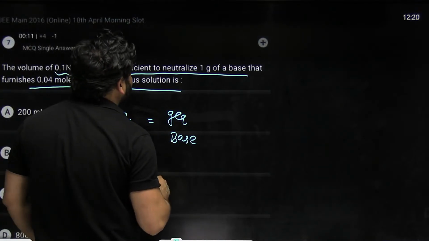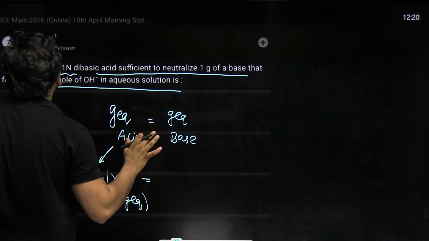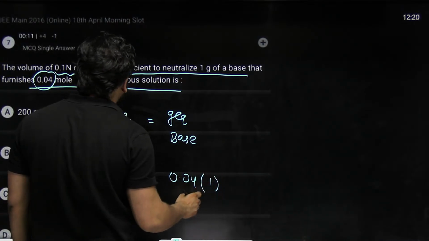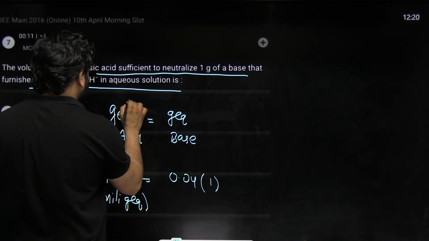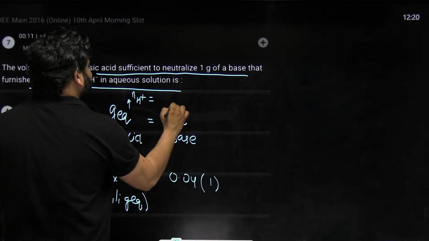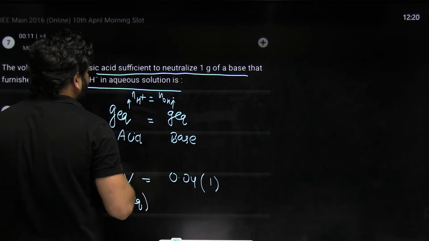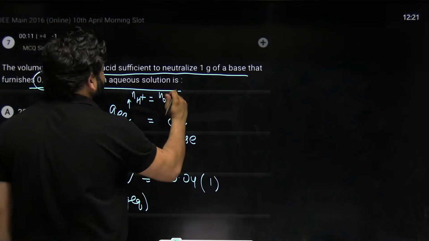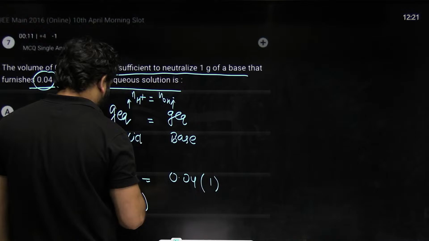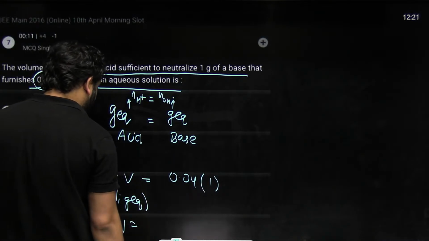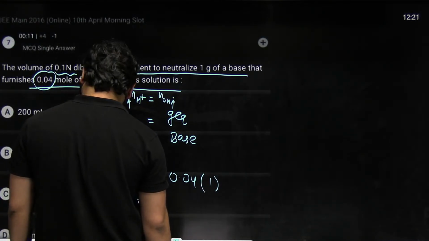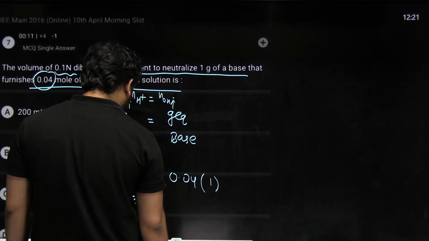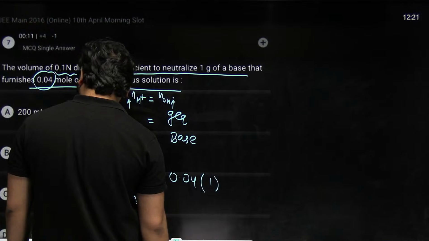How much is the base here? No need to take the 1 gram, because directly 0.04 mole is being given, and the n factor of OH minus is 1 only. So basically this is also equal to the number of moles of H plus, and this is also equal to the number of moles of OH minus, because H plus and OH minus have their n factors of 1. So this is equal to the number of moles of H plus, this is equal to the number of moles of OH minus. Everything is the same now. Just solve it and the volume will be obtained. How much volume do we get? I guess the volume comes up as 10/4 only.